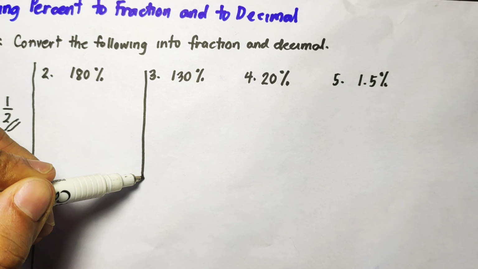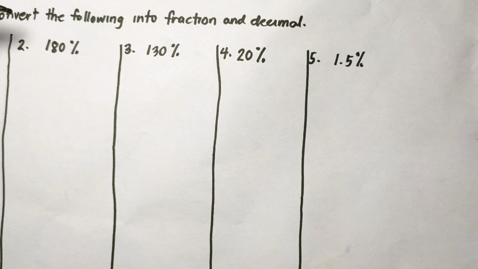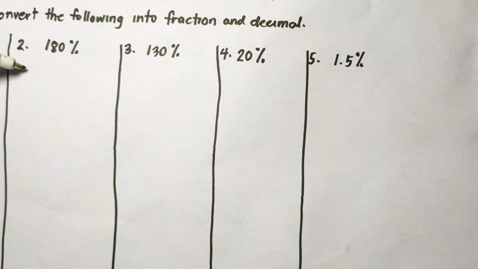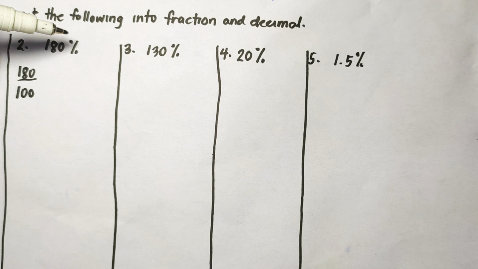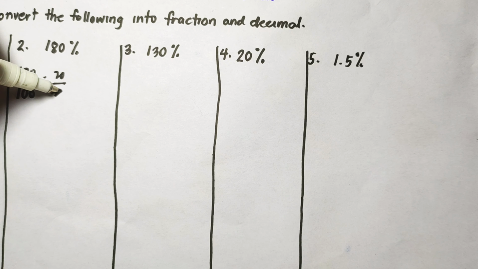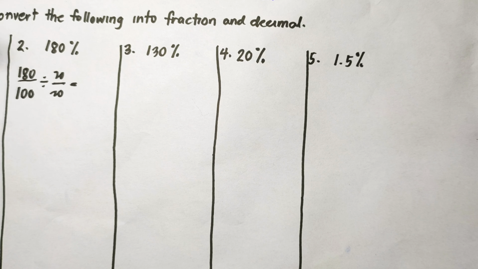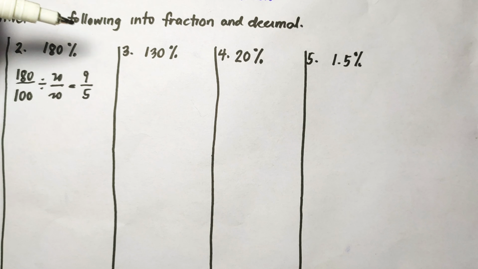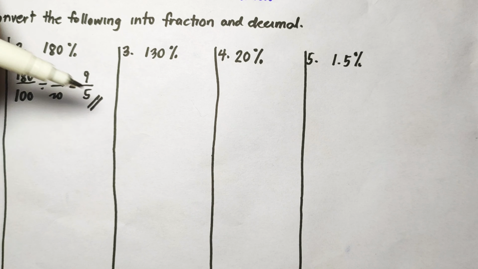So hatiin natin. Okay, number 2, 180%. So lagpas ng 100%, meaning sobra yan sa isang buo. Okay, so 180% is also 180 out of 100 by simply reducing to its lowest term, where the GCF of this is 20. So divide both sides, both the numerator and denominator, by 20. So that will become 9 over 5. So 180% is 9 over 5 in fraction.